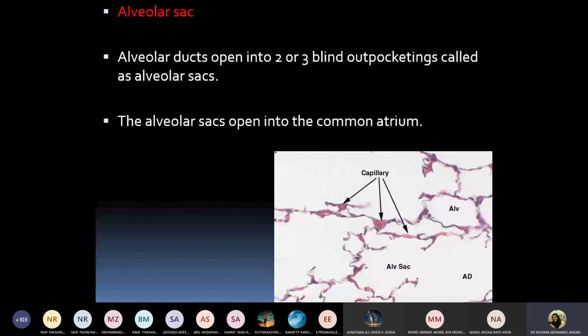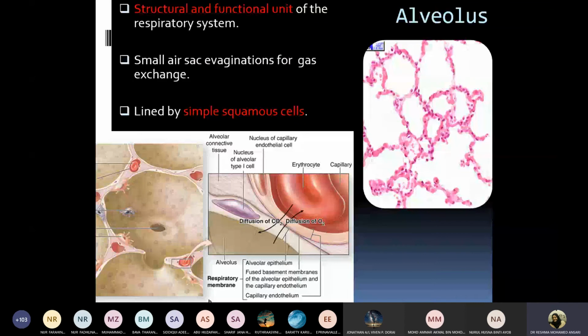So we go to the last part of the lecture, which is the alveolus. The alveolus is the structural and functional unit of your respiratory system. These are small air sac evaginations or outpouchings, basically for gas exchange. They are lined by simple squamous cells. So the epithelium is simple squamous epithelium. You cannot have a columnar or a cuboidal epithelium, otherwise there is no gaseous exchange in the lung.